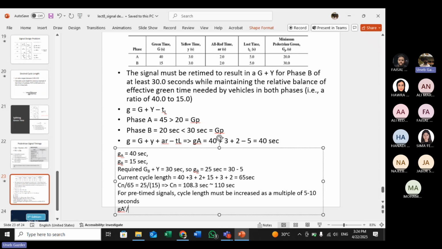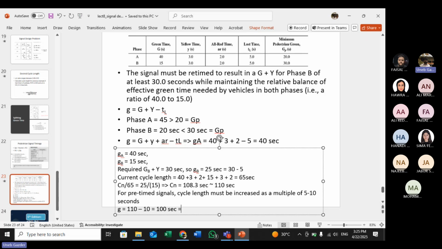No, sorry. The new green time of A divided by the total should be the new total. Okay, so the new total is... but I'm missing one step. Sorry for that. First of all, let us calculate the total effective green time. Total effective green time is 110 seconds, which is the cycle length, minus the lost time. Lost time is 5 seconds for phase A, 5 seconds for phase B. So total lost time is 10 seconds. So I have 100 seconds available. So the new total time is 100 seconds.